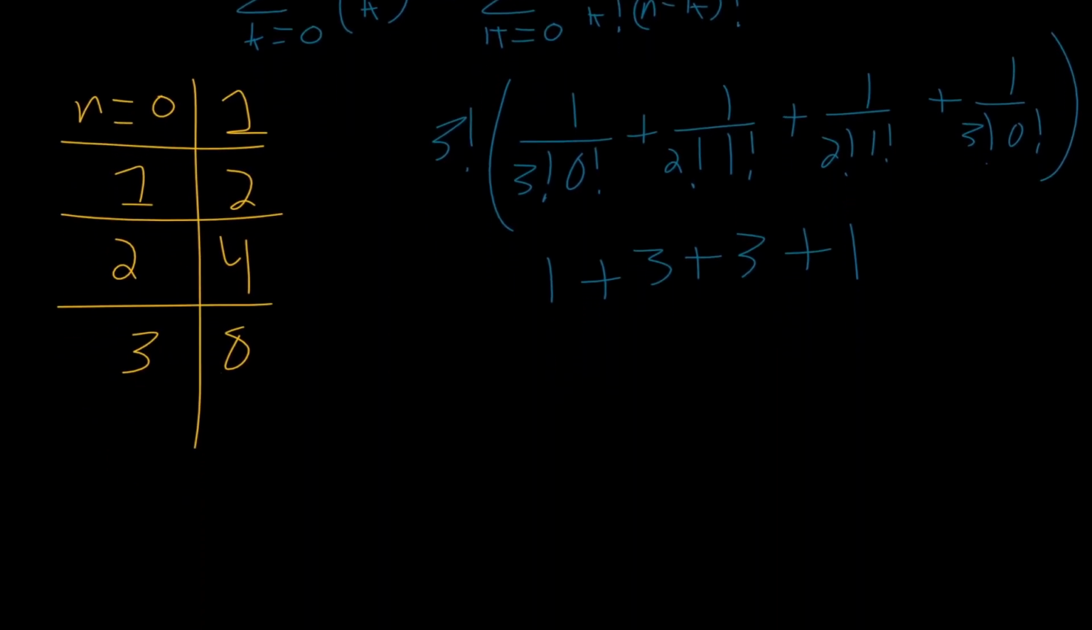The nth term being just 2 to the n. So let's actually test that out, because that seems rather plausible, doesn't it? So dot dot dot n, we can have 2 to the n, question mark.